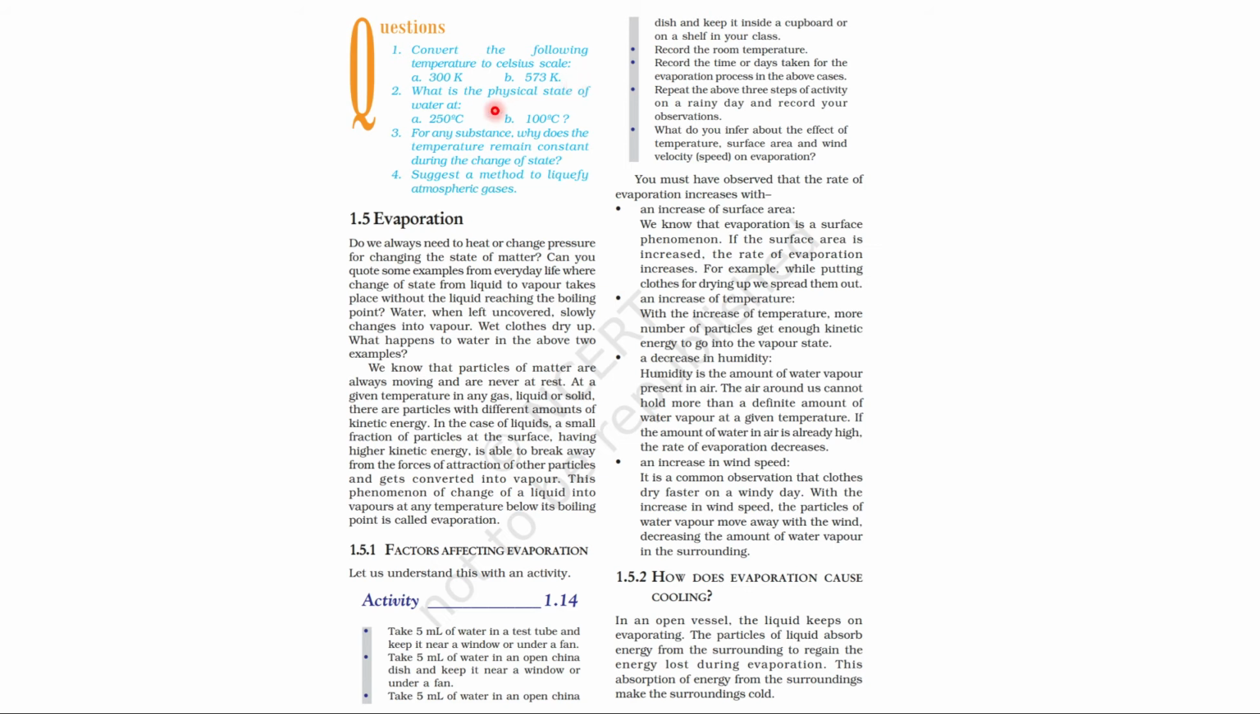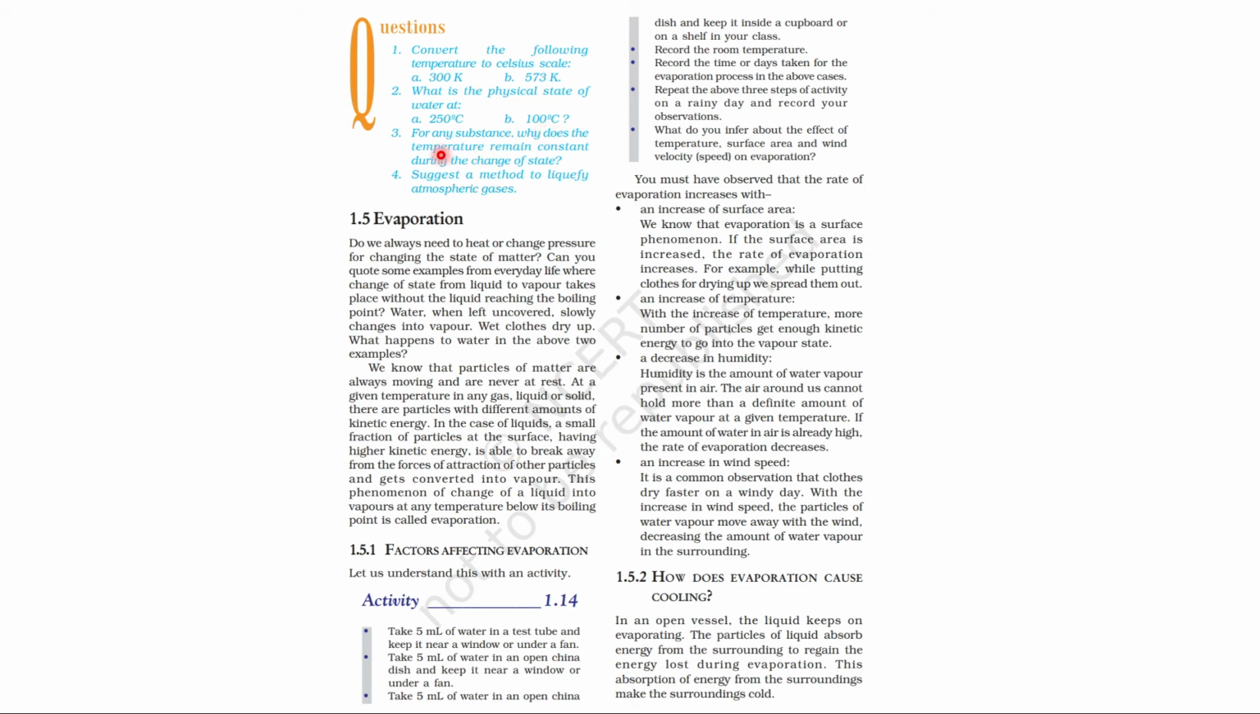What is the physical state of water? Next question. A. At 250 degrees Celsius. B. At 100 degrees Celsius. Boiling point of water is equal to 100 degrees Celsius. Above this temperature, water exists in gaseous state. Thus, water at 250 degrees Celsius exists in gaseous state. At 100 degrees Celsius, water exists in both liquid and gaseous state.